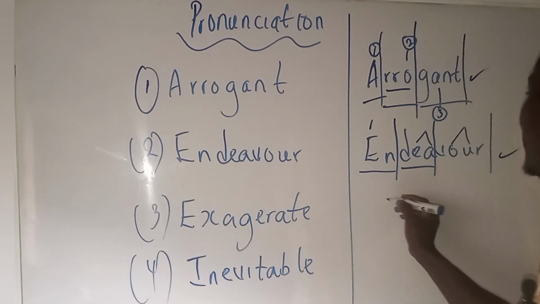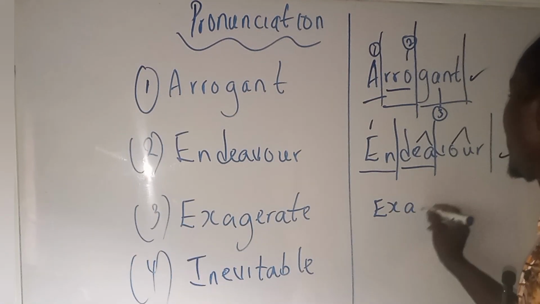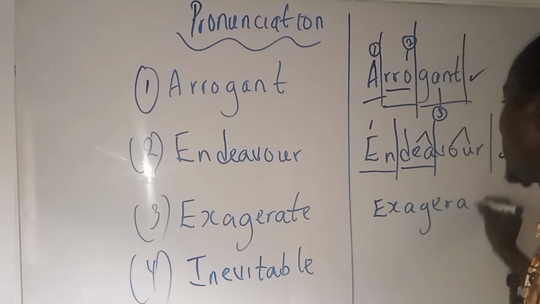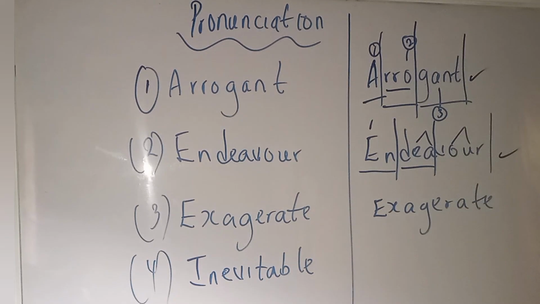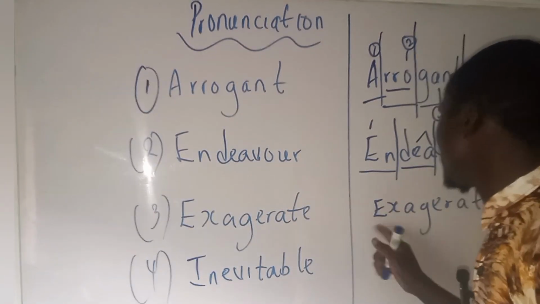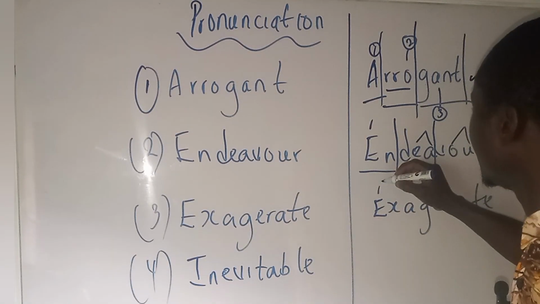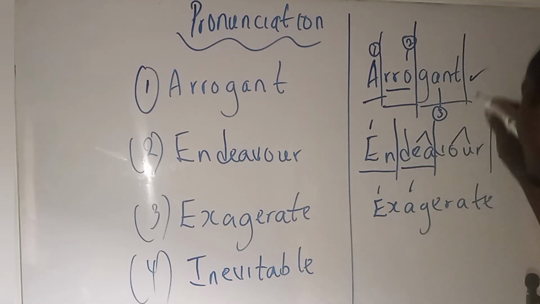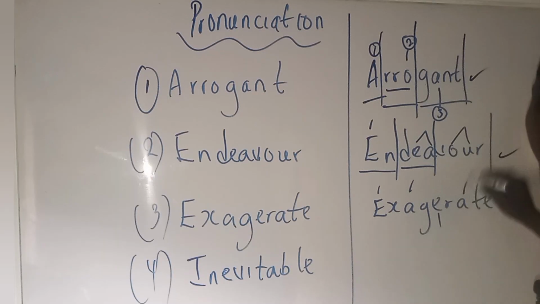The third one, we have exaggerate, E-X-A-G-E-R-A-T-E. Now, how do we go about this? Also, you check. This is our first vowel, which is E. We also have another one, which is A. We have another E. We have another A, then E.